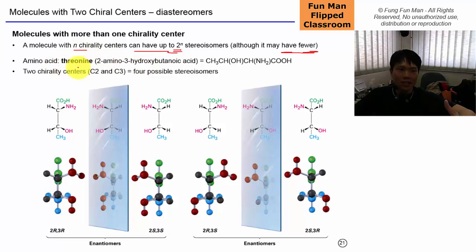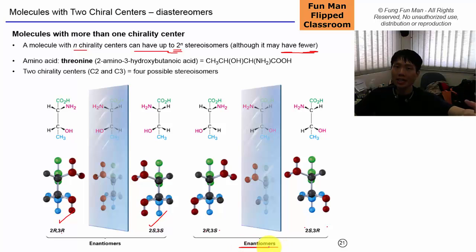For amino acids like threonine, there are 2 chiral centers, one on carbon 2, one on carbon 3. So 2 power 2 is 4. So we could have 4 possible stereoisomers. These are the 4. At the second carbon, it is an R configuration, third carbon R configuration, so it's RR. This is SS, RS, SR.